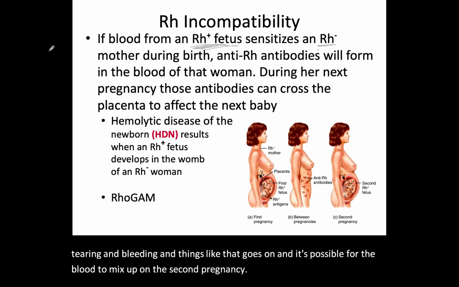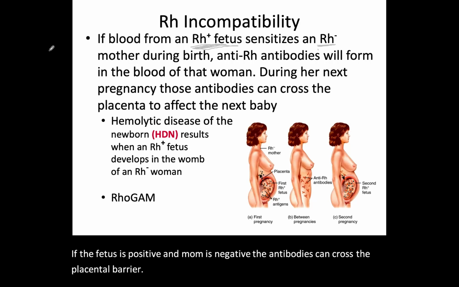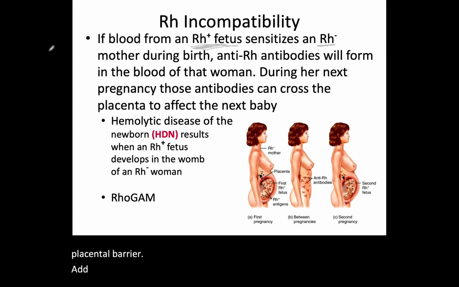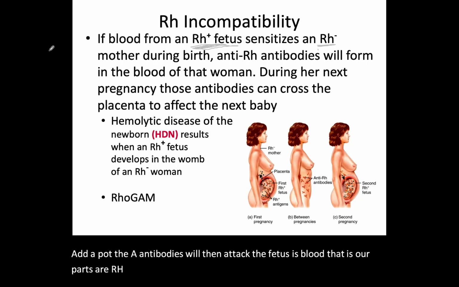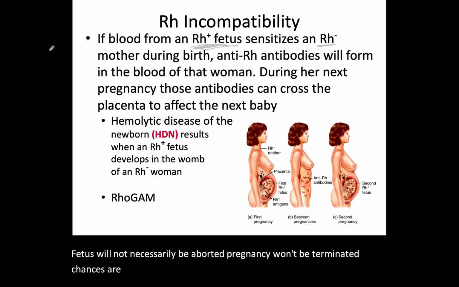Upon the second pregnancy, if the fetus is positive and mom is negative, the antibodies can cross the placental barrier. And the antibodies will then attack the fetus's blood that is Rh positive. If that happens, that fetus will not necessarily be aborted. Pregnancy won't be terminated. Chances are the fetus will develop and grow, and a normal birthing process will happen.